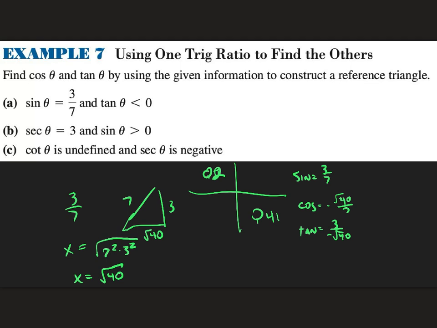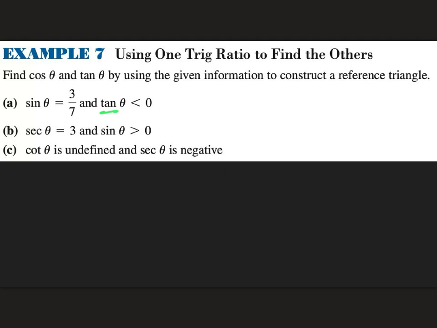So they want, use the definitions to get the tangent theta. The tangent theta is 3 over negative root 40. I'm not even going to simplify this. We could simplify this. We could rationalize it. I'm going to stop right here. So I think they want us to find a tangent. I don't think they want us to find all 6 ratios. Okay, let's look at B.